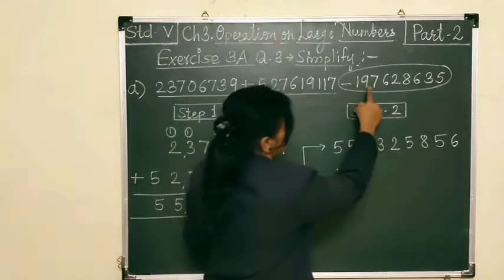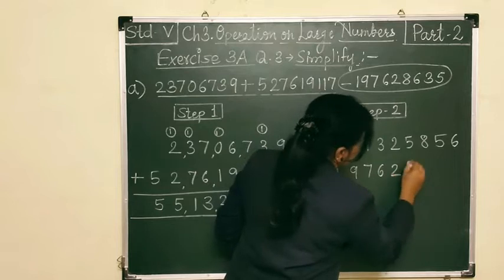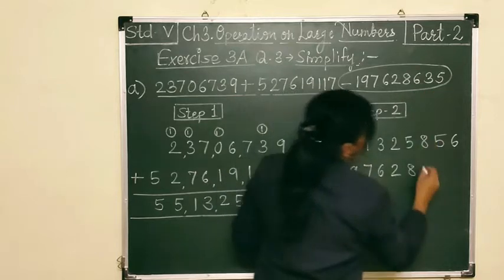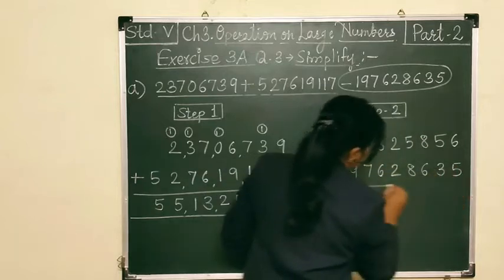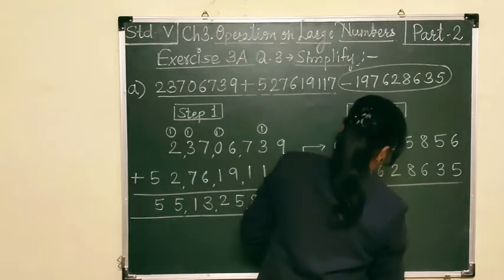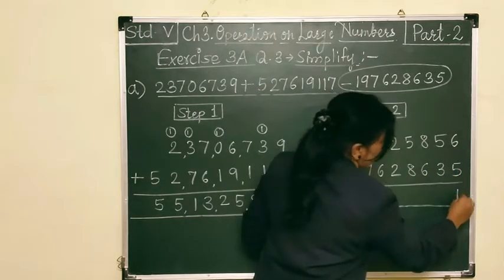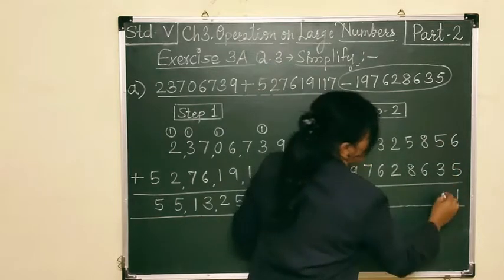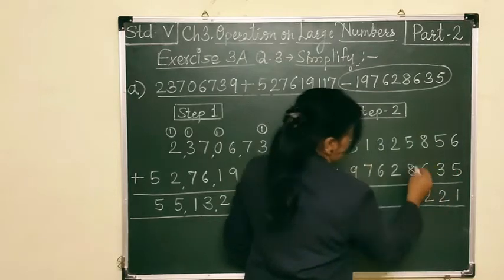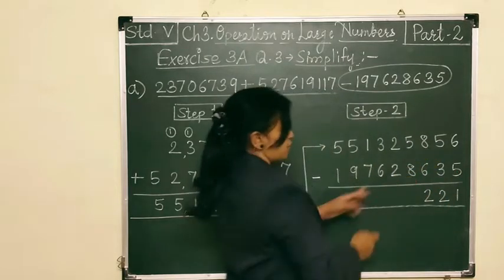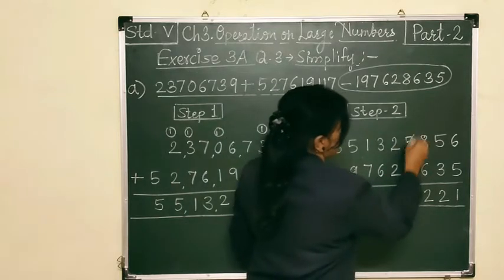Okay? 1, 9, 7, 6, 2, 8. And last one it is 6, 3, 5. Now do the subtraction here. See there, 6 minus 5, 1. 5 minus 3, 2. 8 minus 6, 2. 5 minus 8. From 5 we cannot subtract 8. So we'll borrow 1 from this 2.